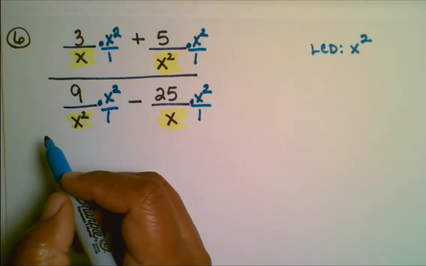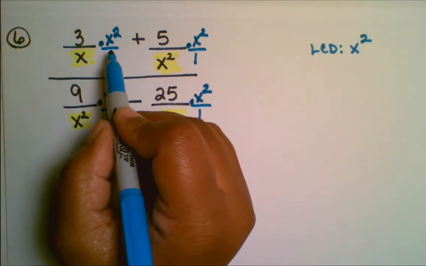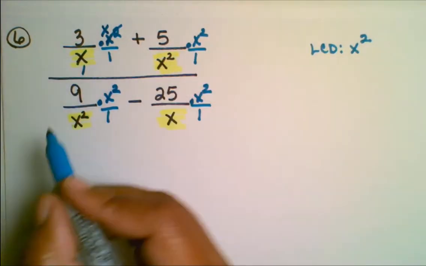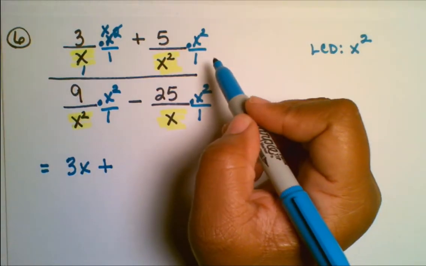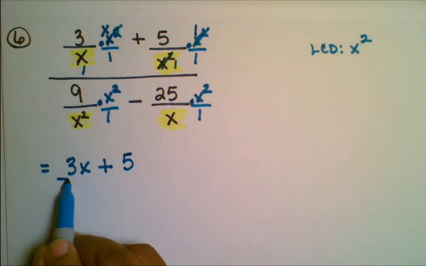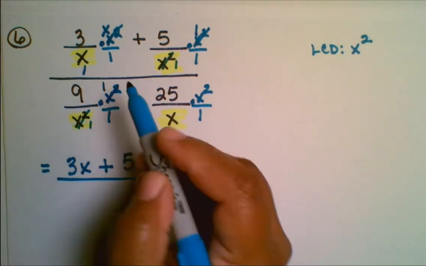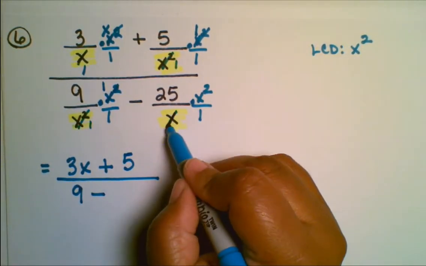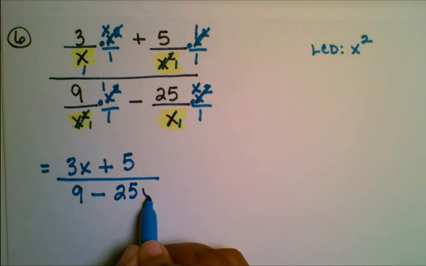And then we're going to reduce each fraction, each term. So we have 3 over x times x squared. Well, the x divides into x squared, x times. So we're left with 3x plus the second term. The x squareds divide out. That leaves us with a 5 all over our denominator. The x squareds divide out. We have 9 minus, and then our last term, x divides into x squared, x times, and we have 25x.